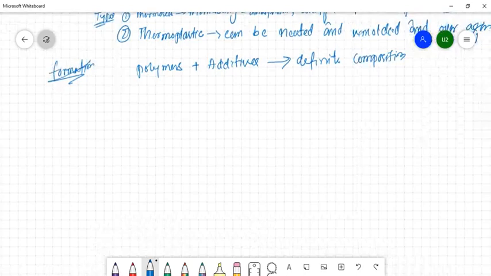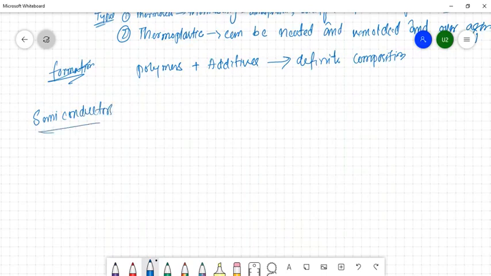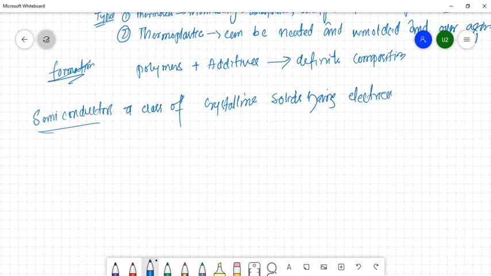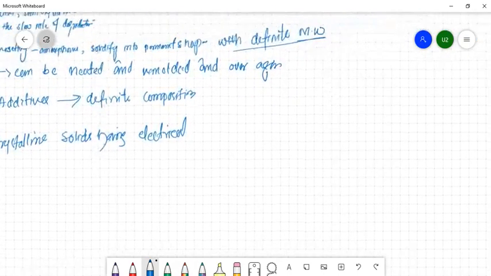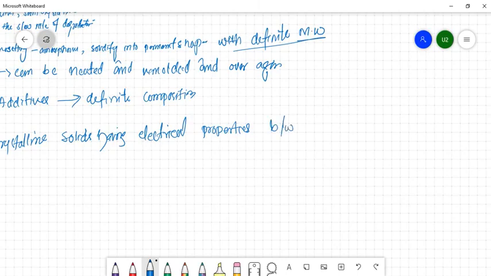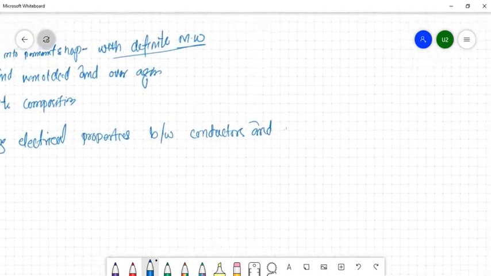Now come to another point, and that is semiconductor. As you know, semiconductors are a class of crystalline solids having electrical properties between conductors and insulator.